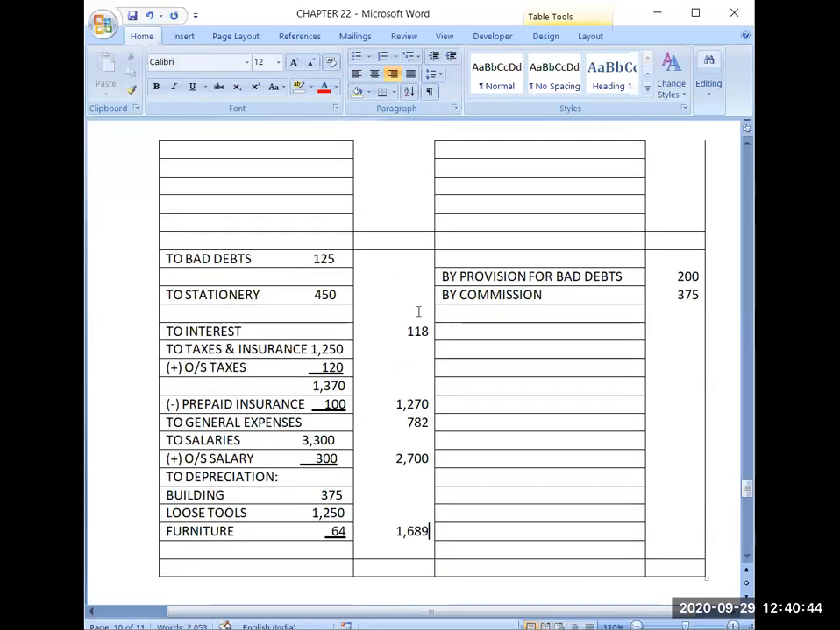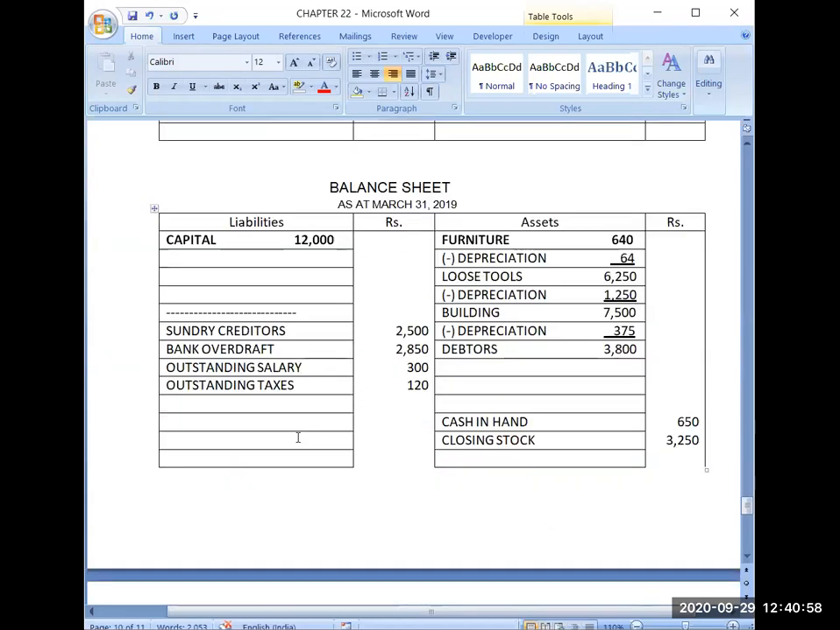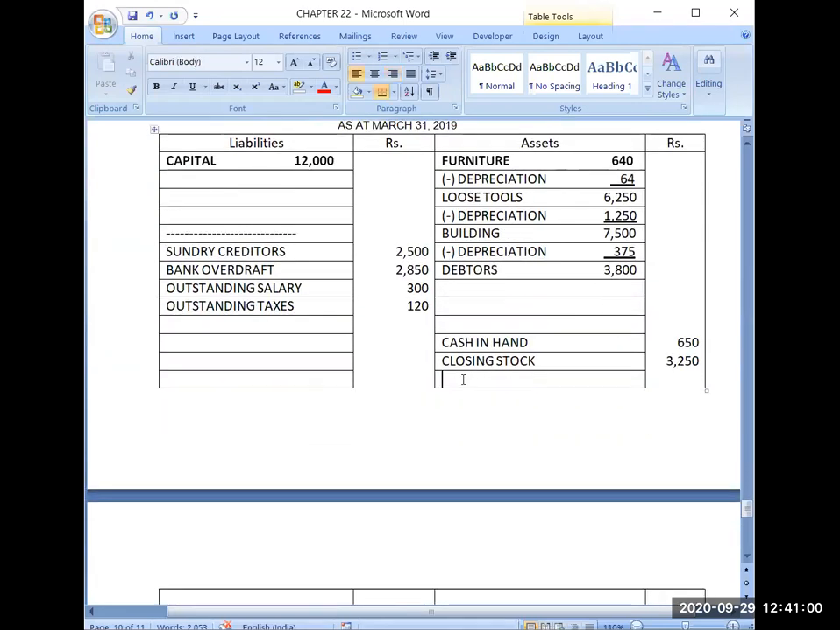Okay. And the alignment is very important. You can see the difference between the small amount and greater amount. Only then you will be able to add the things properly and subtract the things properly. So this way, and I will be writing prepaid expenses, prepaid insurance here also. Prepaid insurance, it will be rupees 100.